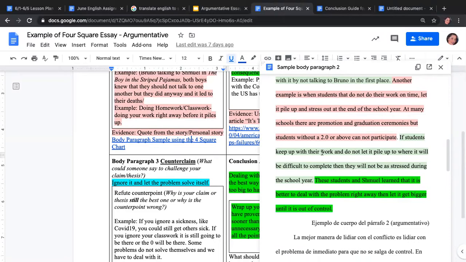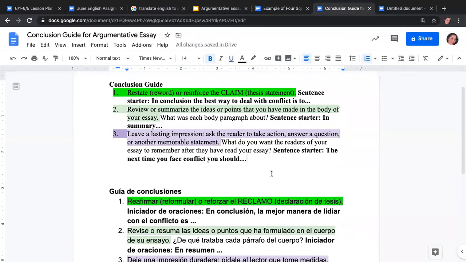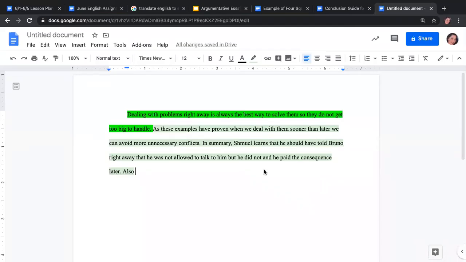Okay, so I think what I could do is probably talk a little bit about Schmo, but not too much because I've already talked about it. In summary, Schmo learns that. So I just wrote, in summary, Schmo learns that he should have told Bruno right away that he was not allowed to talk to him, but he did not, and he paid the consequence later.